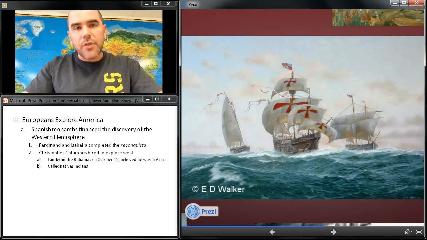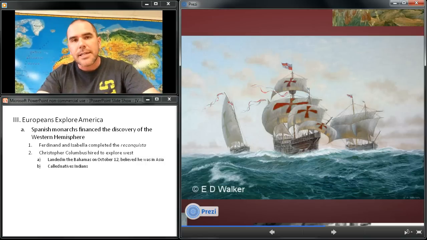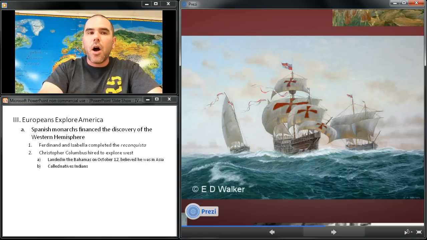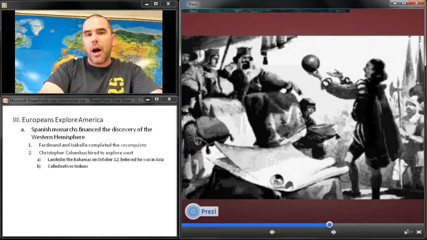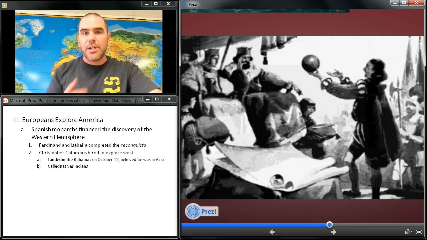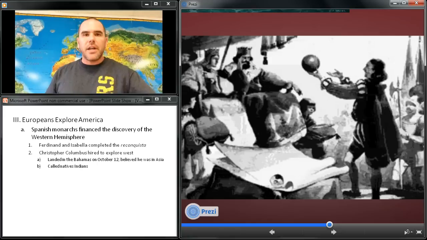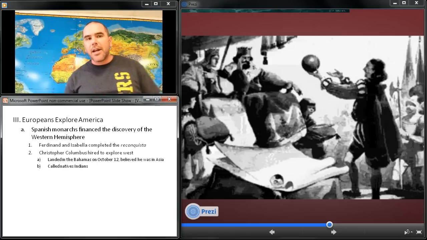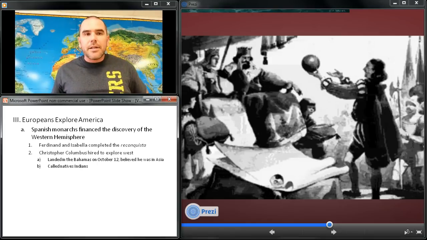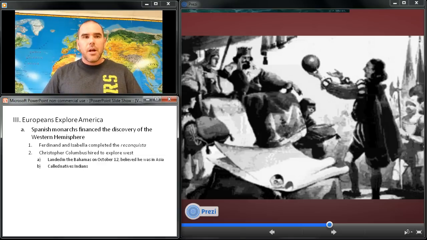After a perilous voyage of about 3,000 miles, he disembarked on October 12th on an island in the present-day Bahamas, believing he had indeed reached Asia, the Indies, and he believed this to his dying day. He never knew he was in America, a new continent. Columbus called the natives that he met, which were the Taino, the Arawak, and the Carib Indians, he called them Indians, and he called the islands the West Indies.